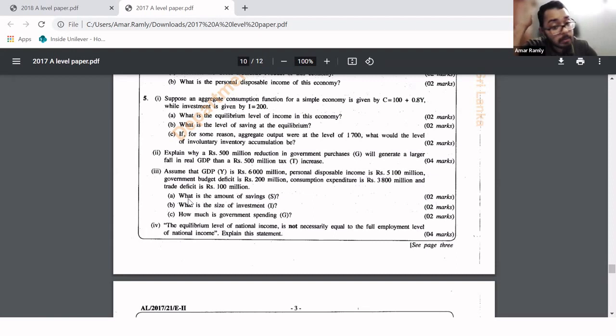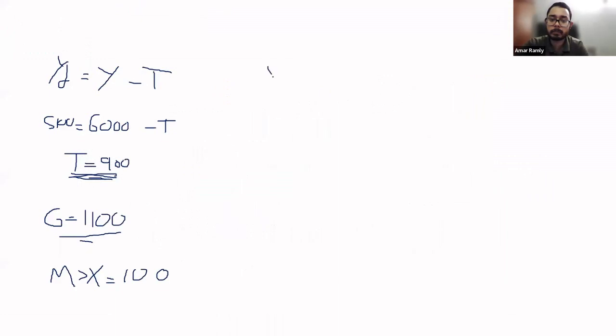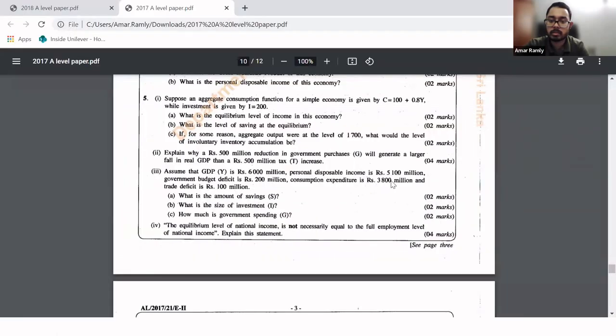Now they say, what is the amount of savings? Okay, so guys, if you remember, savings and consumption, about the third time I'm telling this, are opposite sides of the same coin. So that being said, you have YD that equals C plus S. What is YD, guys? Do we know what it is? I think we do. 5,100. What is consumption? Consumption is 3,800.